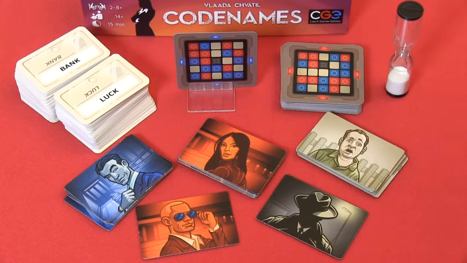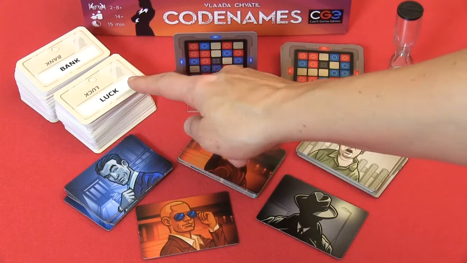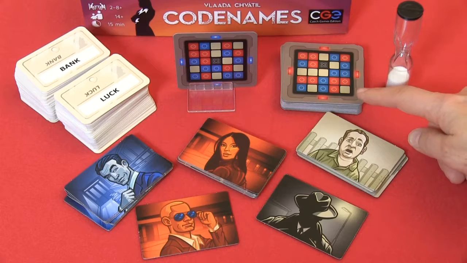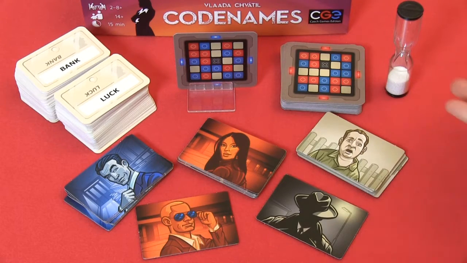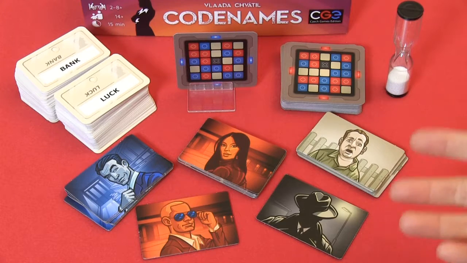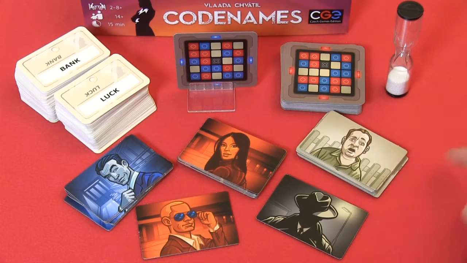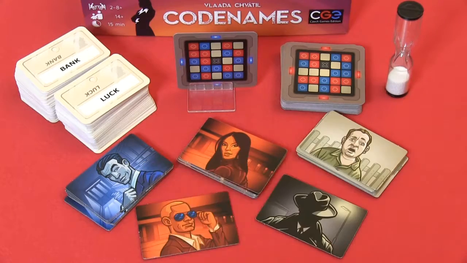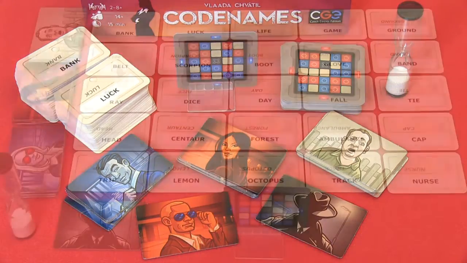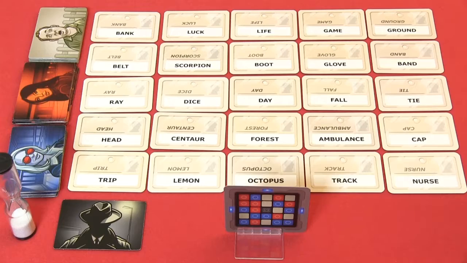And here we have the original Codenames. You have a lot of different words. You have a grid setup where you will put 5 times 5 words on the table. You have some cards: 7 innocent people, an assassin, and you have your agents, the red and the blue ones. And here we have a setup for the original game.